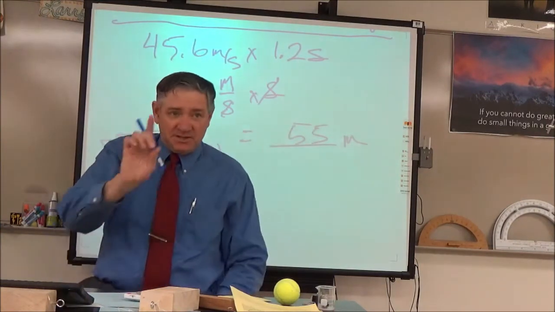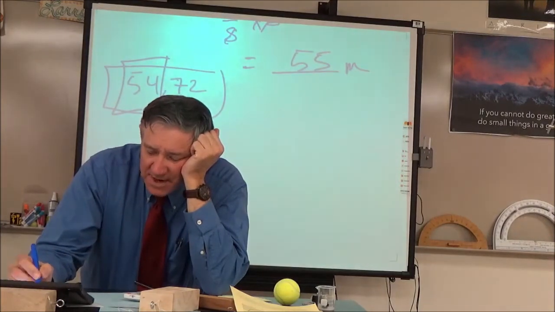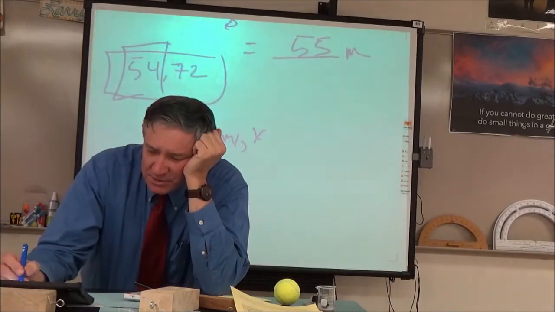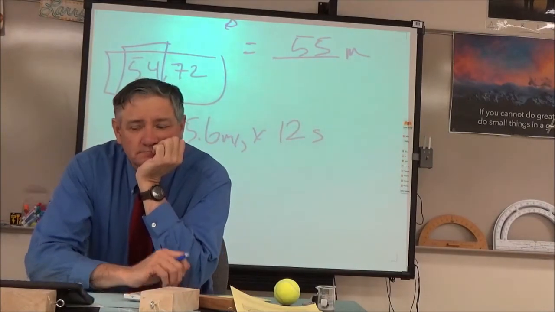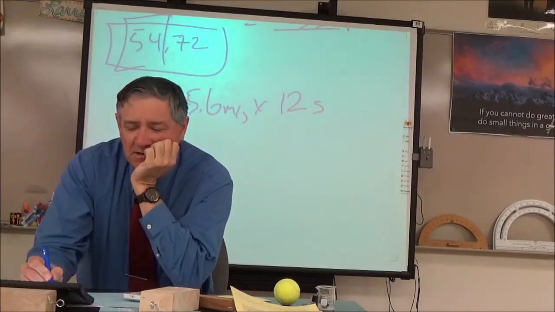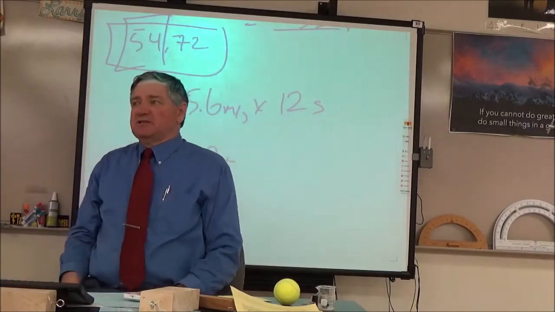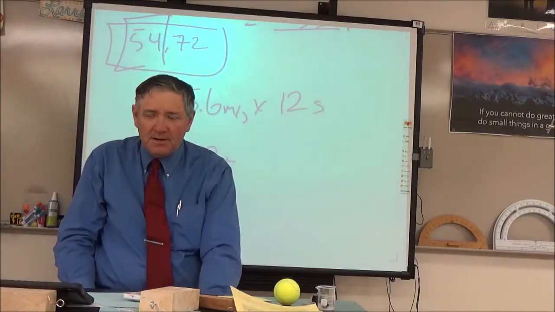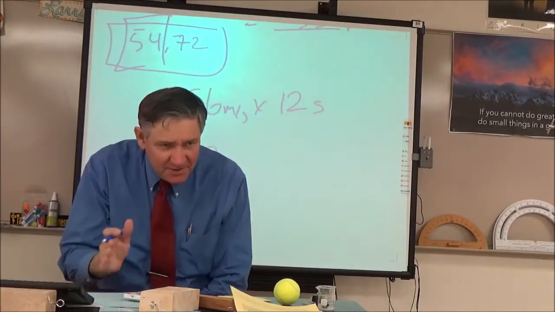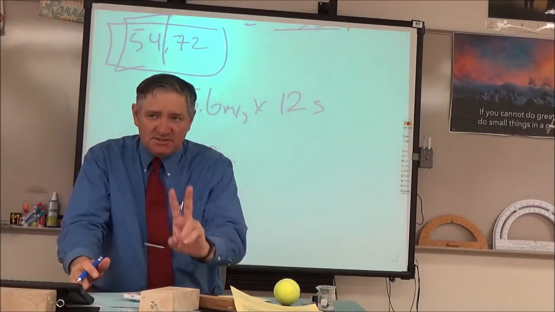Now, I'm going to change this up a little bit. Sebastian, I want you to take 45.6 meters per second, but now I want you to multiply that by 12 seconds. 547.2. Now you get 547.2 meters. Ooh, now I can only have 2 significant digits. Ooh, this is a problem. So how can I write 547.2 with 2 significant digits?